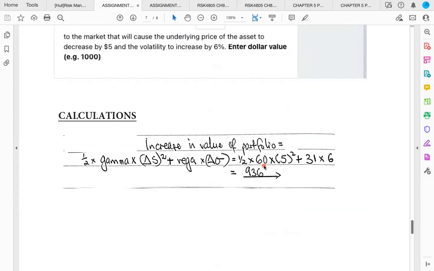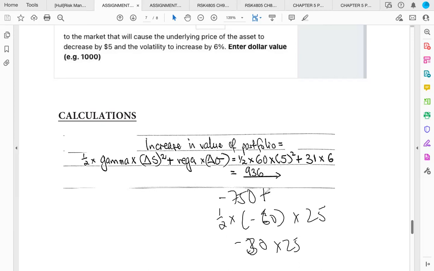If the gamma had been negative, we would have ended up with something like this: half times minus 60 times 25, which is 5 squared, which would be minus 30 times 25. Let me just calculate that quickly. Okay, minus 30 times 25 would actually be minus 750. And then 31 times 6, you see this would be 186.